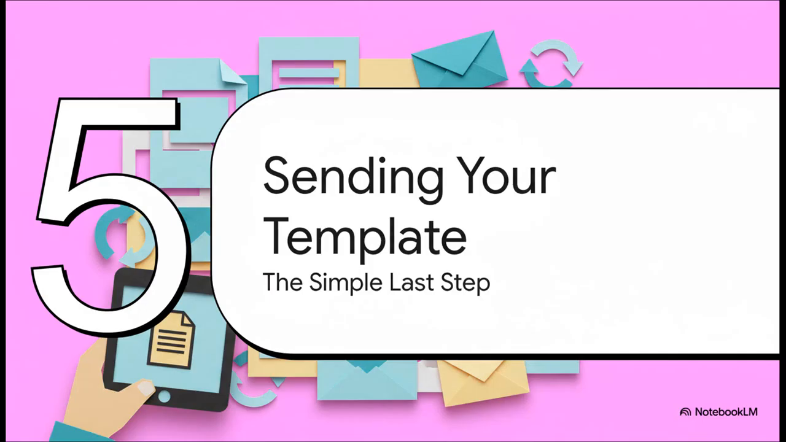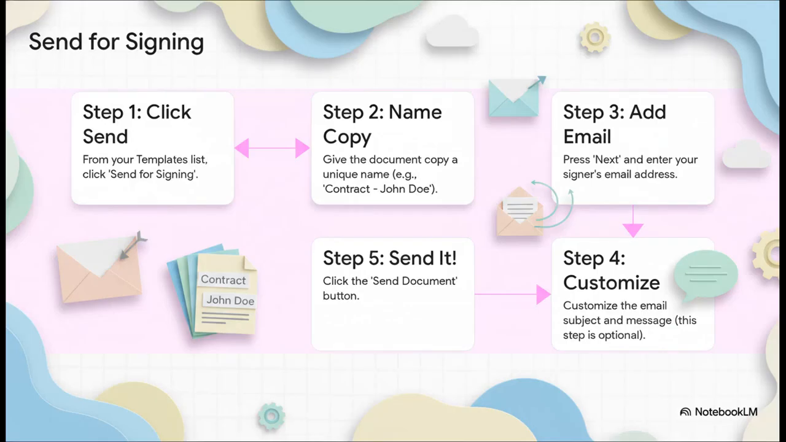So your template is built, it's saved, and it's ready for action. Now let's walk through just how ridiculously easy it is to actually use it with a client. Okay, so you're back in your templates list. Find the one you just made and click the Send for Signing button. Now, this is important. The first thing it asks for is a name for this specific document. You're not renaming your template, you're just naming the copy that's going to John Doe. A good habit is to name it something like Contract John Doe to keep things organized. Then, just type in your client's email address, maybe write a quick custom message if you want, and hit Send Document. And you're done. A process that used to take you 10 minutes now takes you 10 seconds.